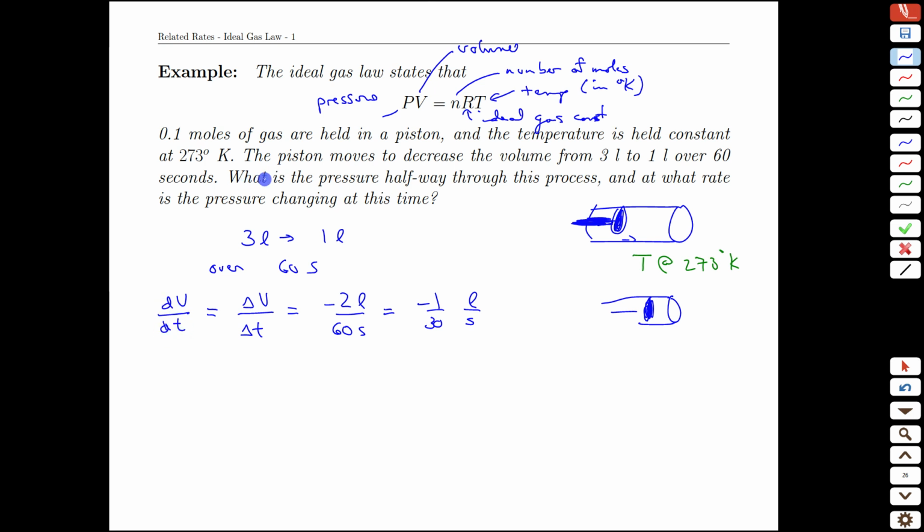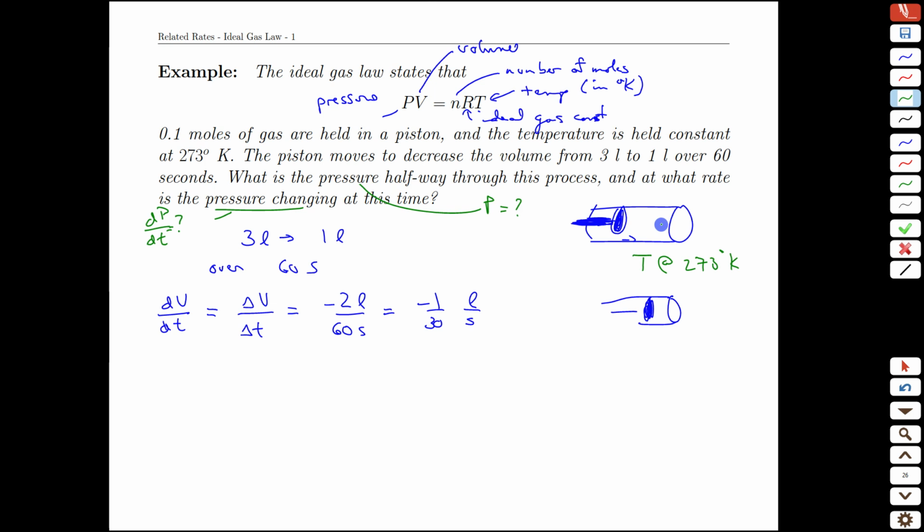What's the question we're being asked here? What is the pressure halfway through this process, and at what rate is the pressure changing at this time? So pressure is P equals something, and at what rate is the pressure changing? That's our question. What is dP/dt at an instant as this piston is closing down and compressing the air, compressing the gas in this piston?